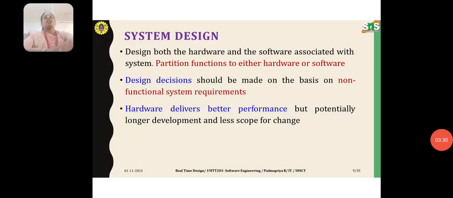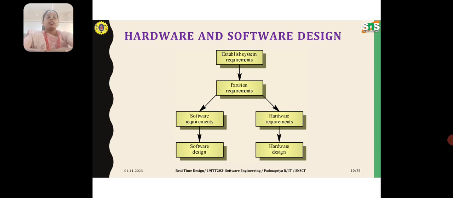System design covers both the hardware and the software associated with the system. It partitions functions to either hardware or software. Design decisions should be made on the basis of non-functional system requirements. Hardware delivers better performance but potentially longer development and less scope for change. So this is the hardware and software design diagram.